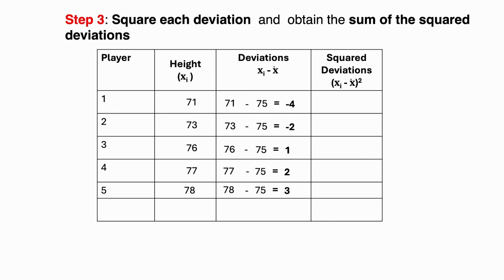The third step is to square each deviation right here and obtain the sum of squared deviations. So we're going to do that. We have added the squared deviations, x minus x bar squared, column right here. And here we have -4 squared, 16, -2 squared is 4, 1 squared is 1, 2 squared is 4, 3 squared is 9. Now, all we need to do is to sum the squared deviations, and that will give us 34.